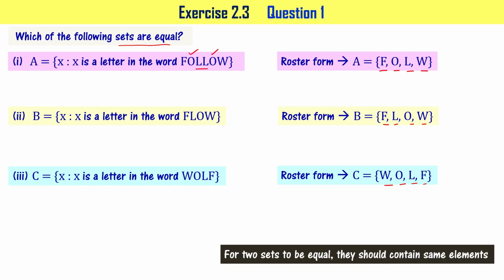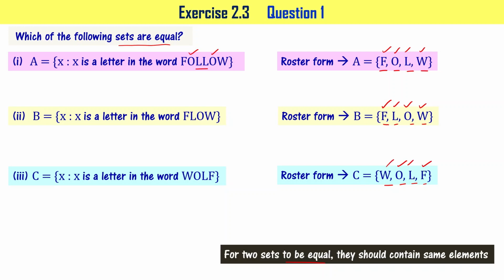Please note this, for two sets to be equal, they should contain same elements. When two sets contain the same elements, then we say that those two sets are equal, right? Now let's observe set A. Set A contains elements F, O, L and W, right? Set B also contains letters F, O, L and W. Set C is also containing elements F, O, L and W, right?